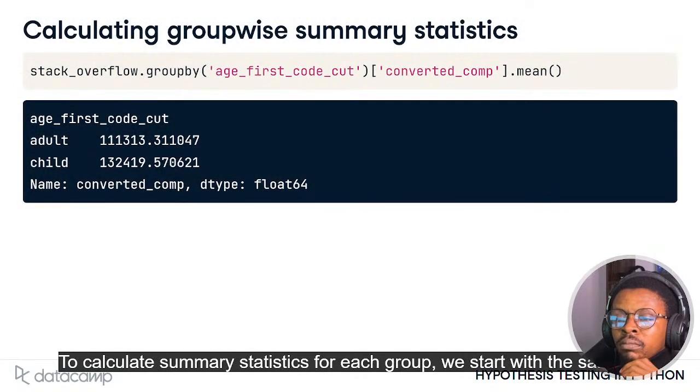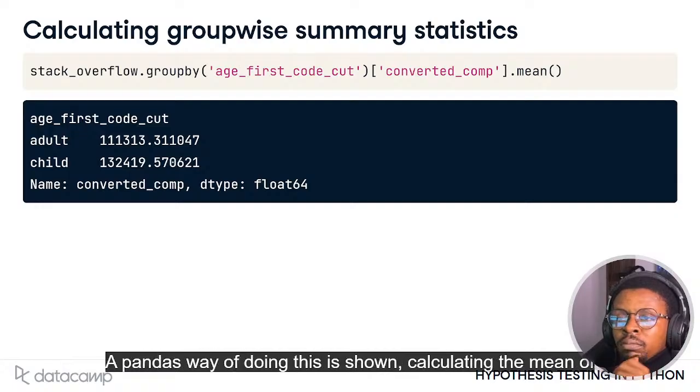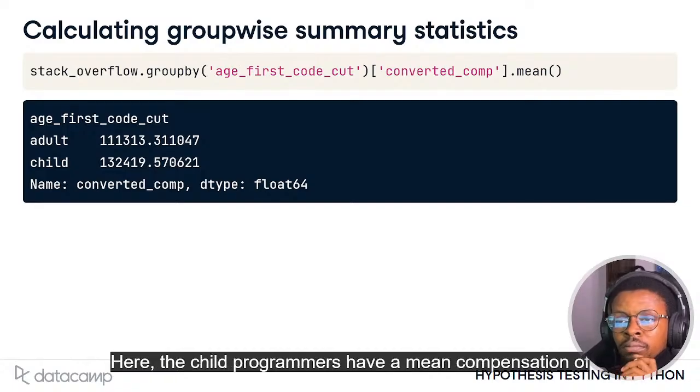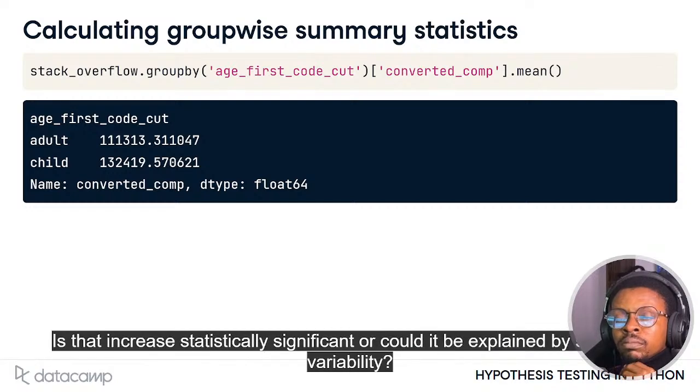To calculate summary statistics for each group, we start with the sample, group by the categorical variable, and then compute on the numeric variable. A pandas way of doing this is shown, calculating the mean of the converted comp column after grouping by age first code cut. Here, the child programmers have a mean compensation of $132,000, compared to around $111,000 for adult programmers. Is that increase statistically significant, or could it be explained by sampling variability?